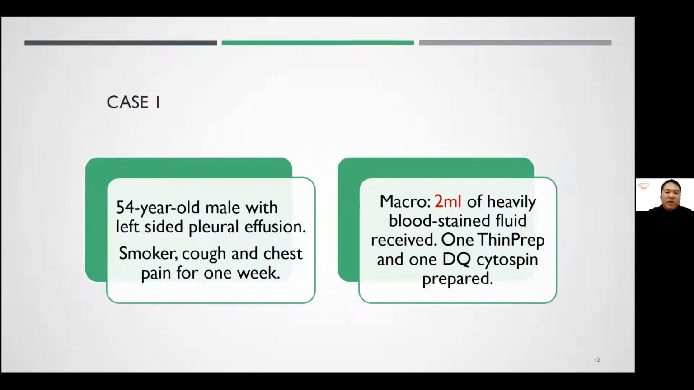This talk will be case-oriented to introduce our 5 categories. Now let's follow case 1. Case 1 is a 54-year-old man with left-sided pleural effusion. He's a heavy smoker with cough and chest pain for 1 week. Even though he's an old smoker, he has a unilateral pleural effusion. The clinical doctor only sent 2 milliliters of bloody fluid to our laboratory, and we only prepared 1 ThinPrep and 1 dry cytospin preparation.